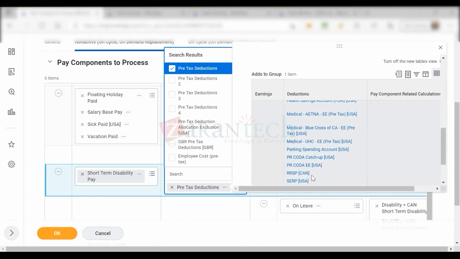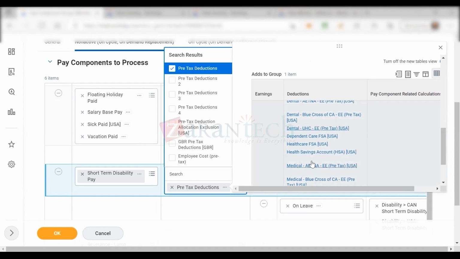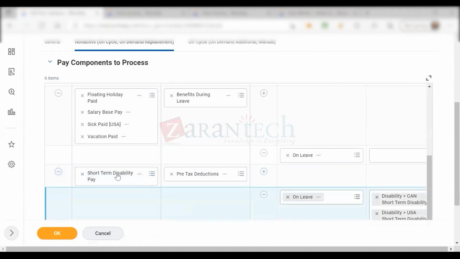If my policy says on short-term disability, calculate all 21, the employee should contribute or pay premium for all 21 deductions. Yep. There is no need for me to list out 21 deductions on this column. I will just go ahead and say, okay, calculate short-term disability earning and calculate all pre-tax deductions. And I am done. Recalculate payroll and you will see the expected result. But yes, to make the calculation happen, we need to list out earnings and deductions on this tab.